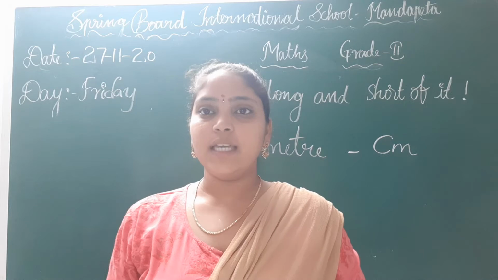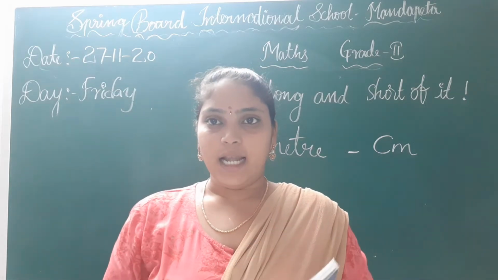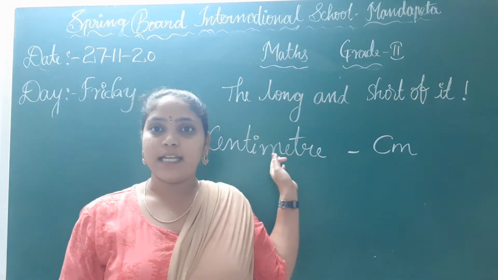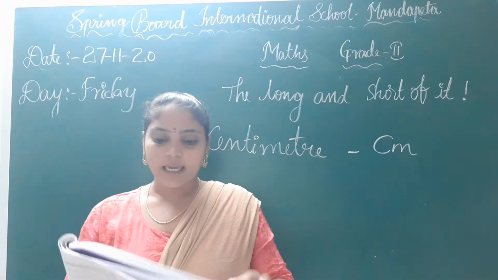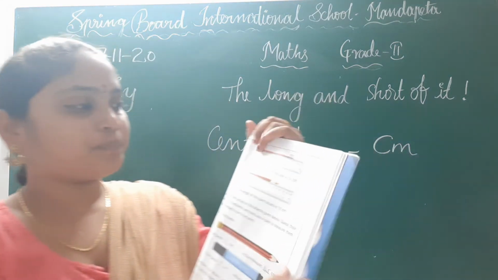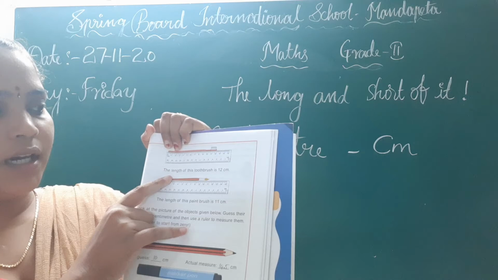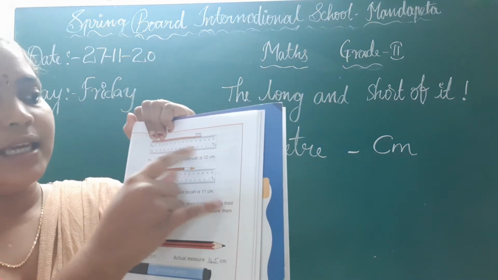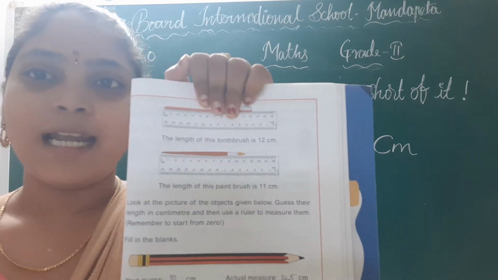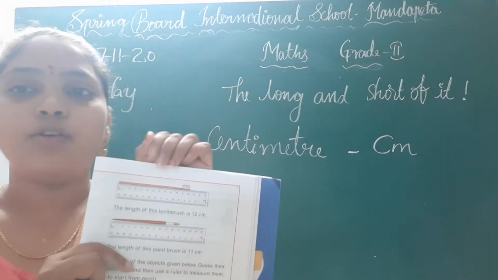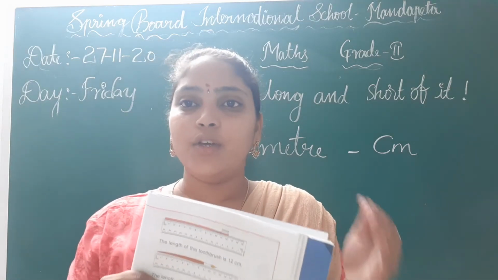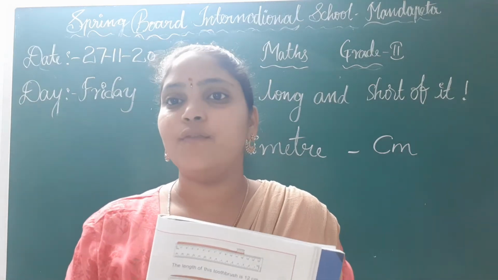We are using a scale to measure the length of an object. Okay, children, we are using a centimeter scale to measure the length of objects like this. Here some objects are given, like a toothbrush. You have to measure the length of the toothbrush like this. Check, children, what is the length of this brush. So you have to keep the object on the starting 0 point.